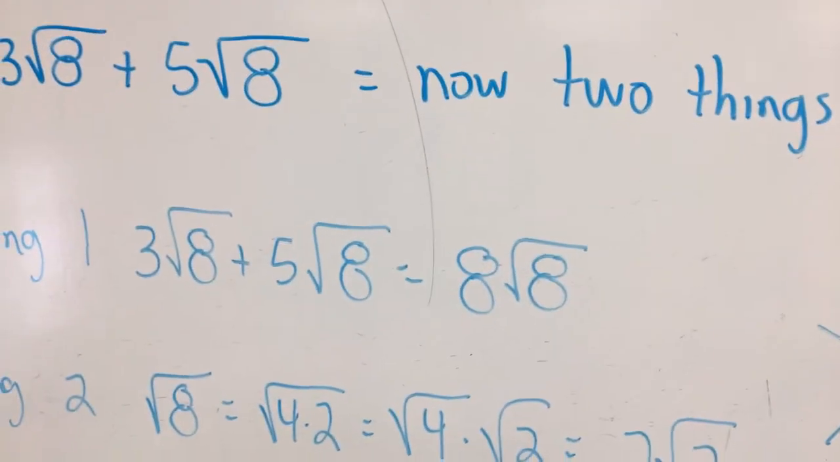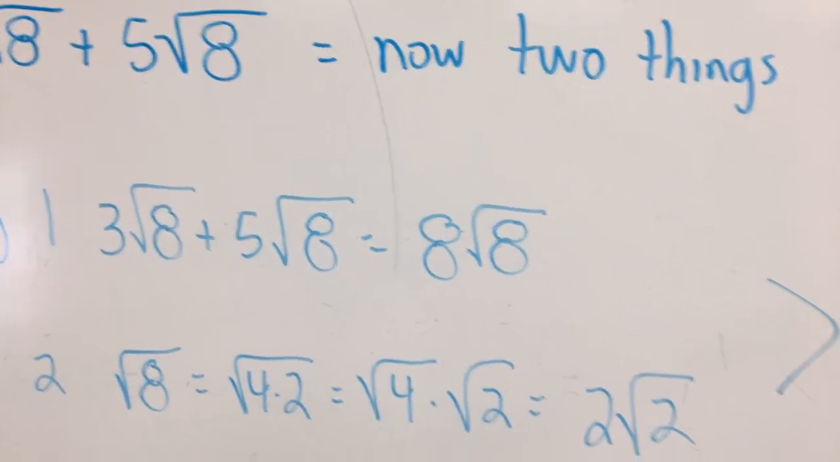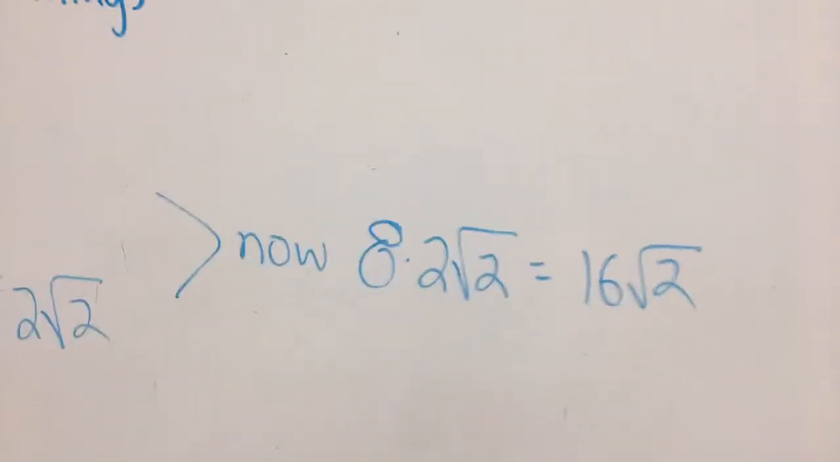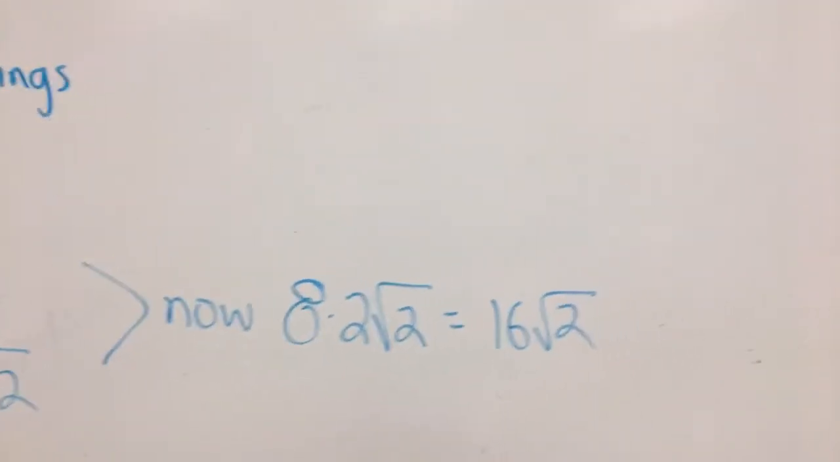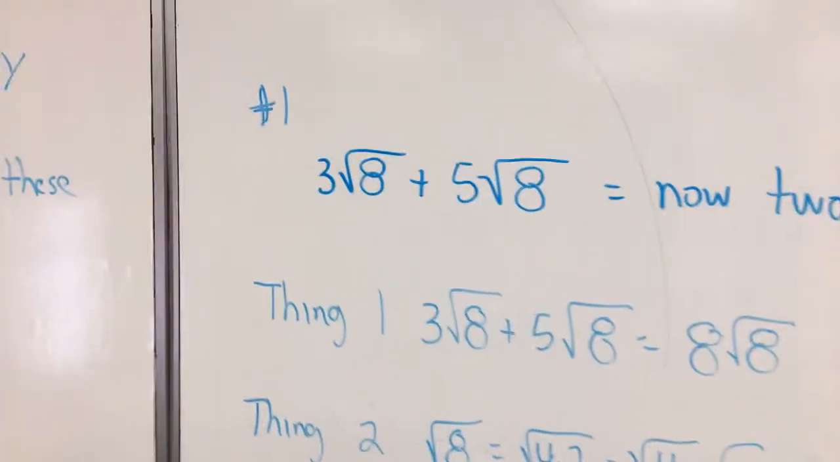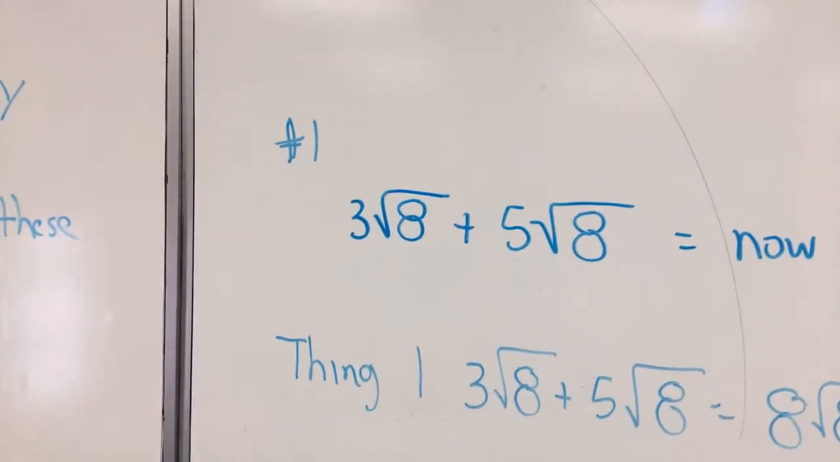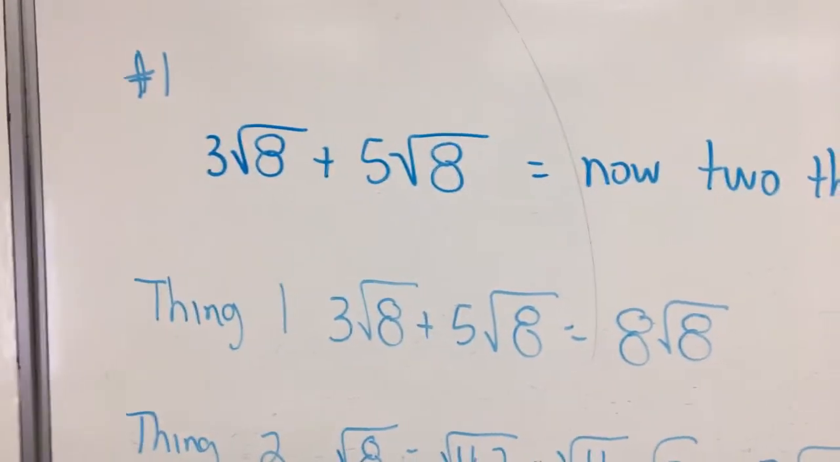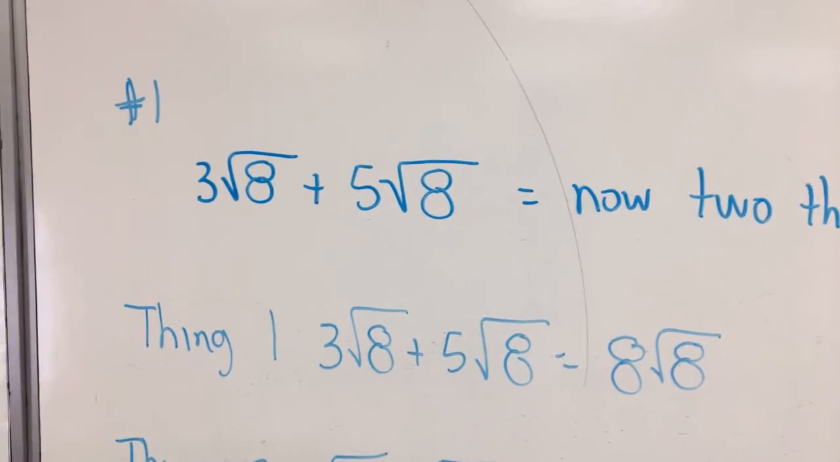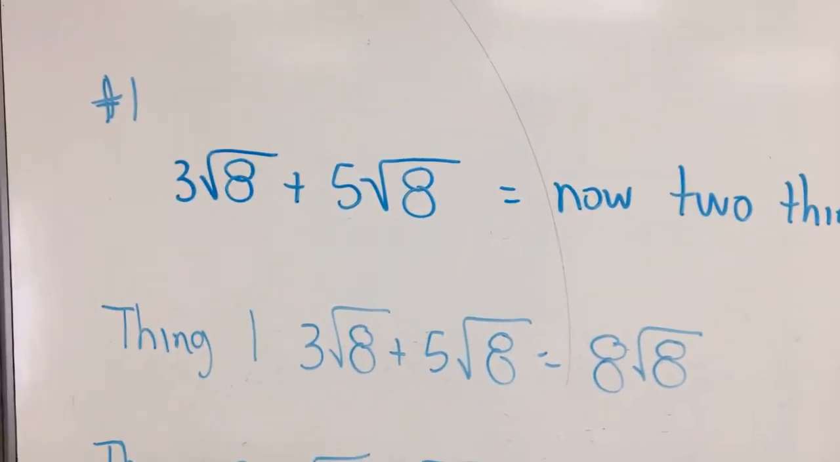Now we had 8 of those things, right? So we have 8 of those. So now it looks like this. 8 times 2 square roots of 2 is equal to 16 square roots of 2. So when it says to clean this mess up, this is what you're going to do. You're going to add your like terms. And those are like terms. They're both square roots of 8. You got 3 of them, you got 5 more. So you got 8 of them.